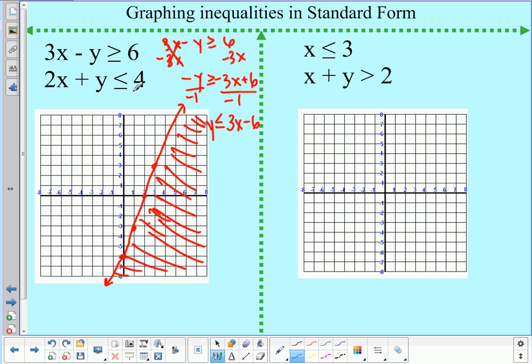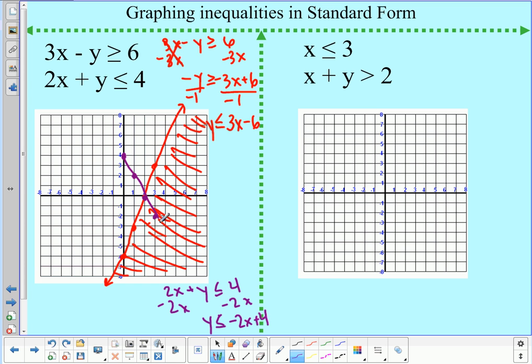2x plus y is less than or equal to 4. I'm going to come down here. 2x plus y is less than or equal to 4. I need to subtract the 2x term. So I have y is less than or equal to negative 2x plus 4. That is the line I'm going to work with. I have nothing to divide by, so I'm set. I go up to positive 4, and then I go down 2, right 1, down 2, right 1, down 2, right 1.